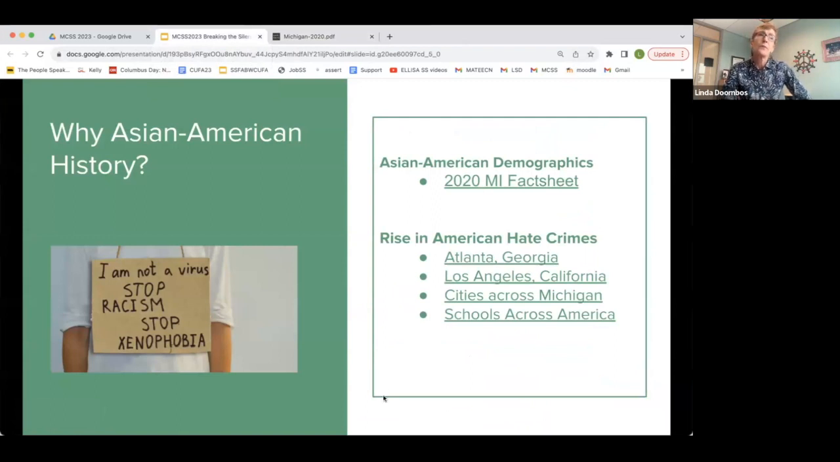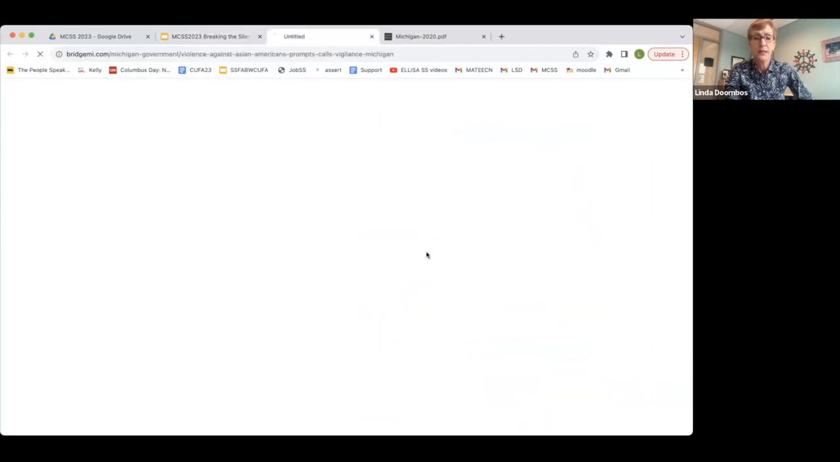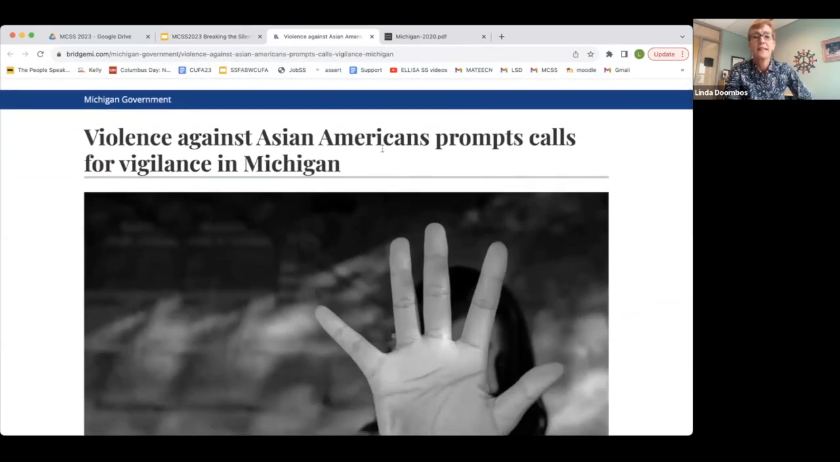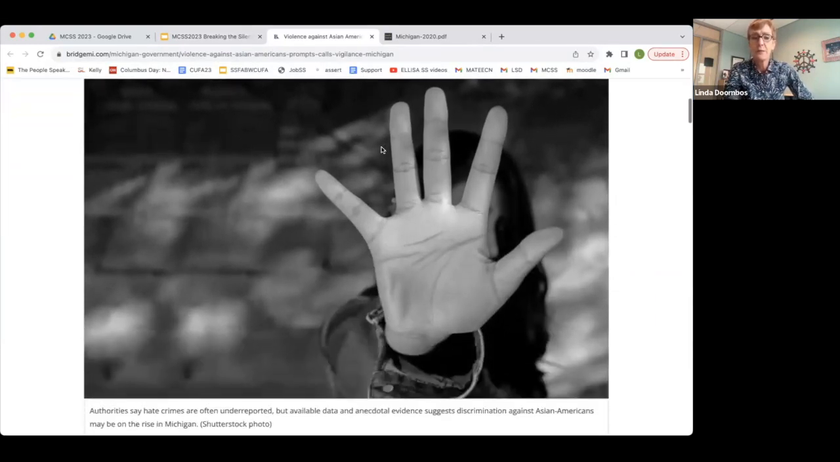And this work came right during COVID, where Asian American hate crimes were on the rise again. And if we look just at an article that came out about cities in Michigan, you'll notice that violence against Asian Americans prompts calls for vigilance in Michigan.